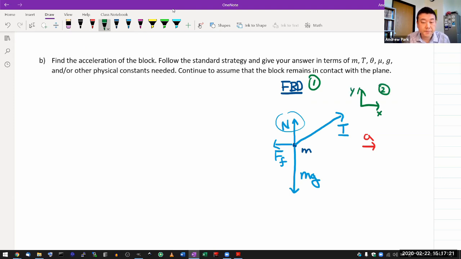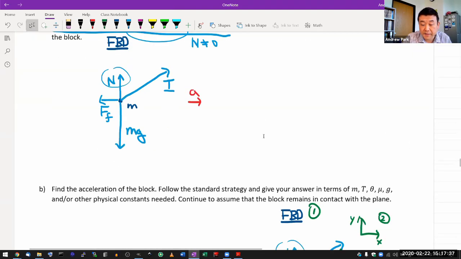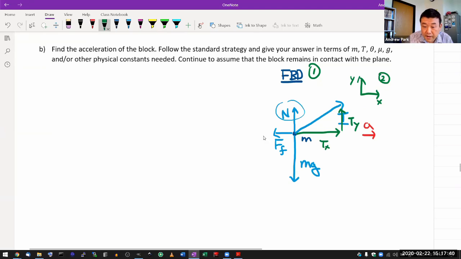That's step number 2. And I need step number 3, decomposing forces into components. It looks like I have only one force that needs to be decomposed into x and y components, and I am actually given the angle theta up there. So let me write down theta so that I can figure out that the x component is T cosine theta and the y component is T sine theta.